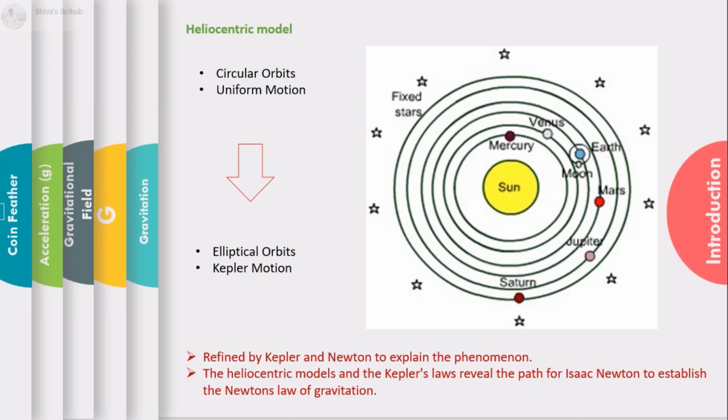Newton's law of gravitation is entirely based on the heliocentric model and some of Kepler's laws that were later modified. So here, this is an illustration of the heliocentric model. We can see here that the sun is at the center and all the other planets are revolving around the sun.